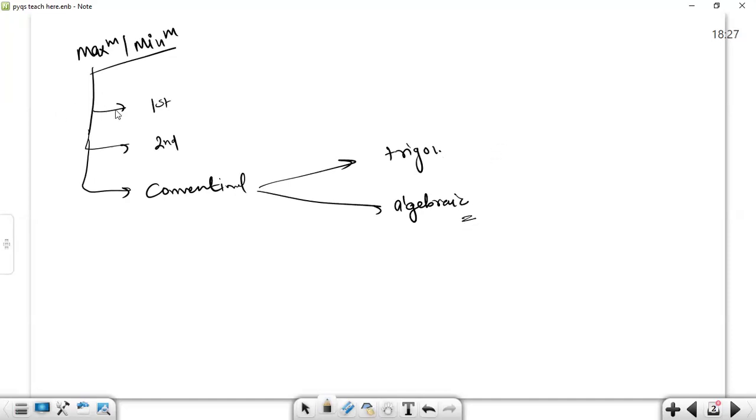Okay, so we are going to focus on the first derivative test and the second derivative test. When the function is not well known to us, then we apply these two derivative tests. Otherwise, we will use the conventional method, that is simplifying the function.